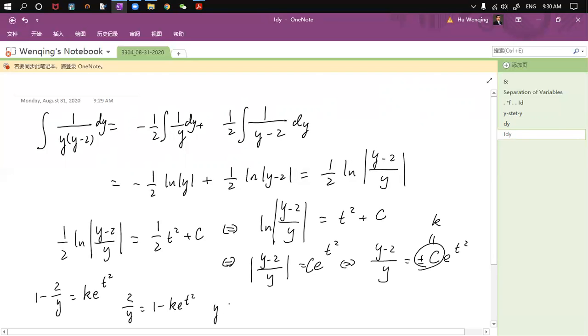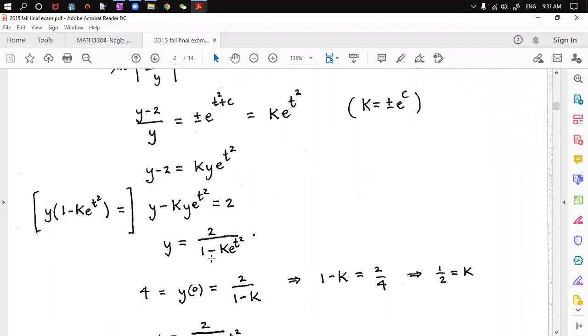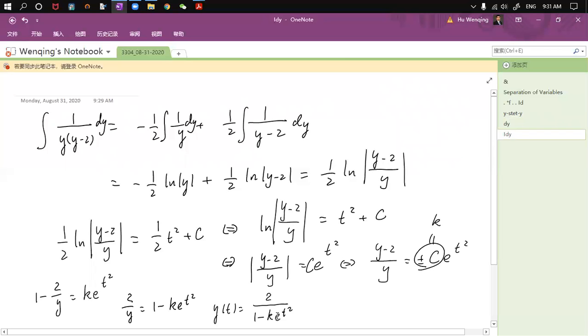So in the end, y of t is solved. It's going to be 2 over 1 minus k e to the power t squared. That's the way you get a general solution of your problem.